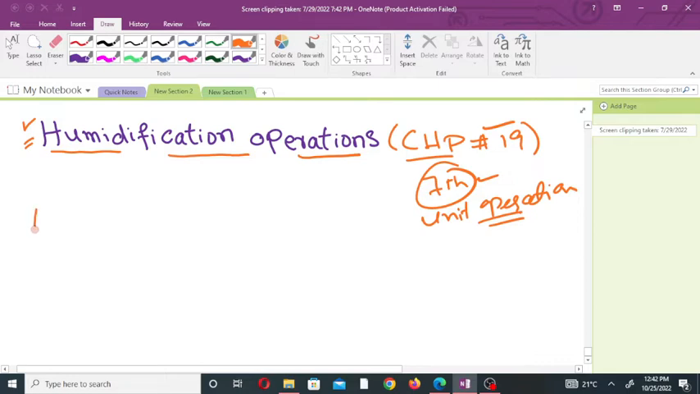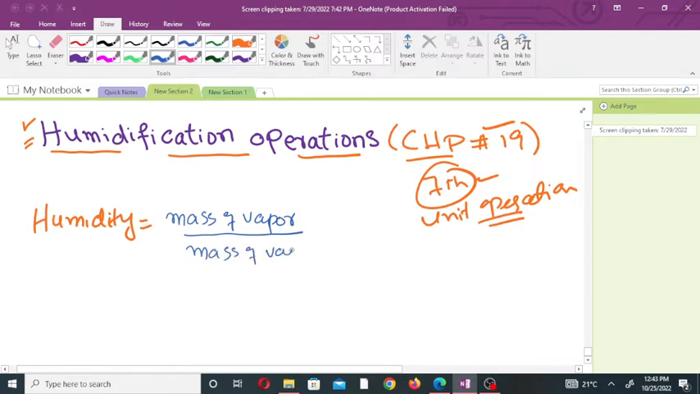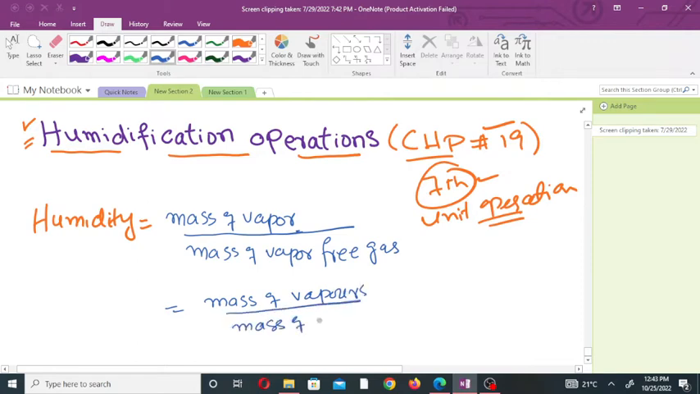Humidity is nothing but the mass of vapor divided by the mass of vapor-free gas, or the mass of vapor divided by the mass of carrier gas. So this is the definition of humidity. It is the mass of vapor which is carried by the vapor-free gas, and humidity is denoted by this symbol. You should know this is the symbol for humidity.